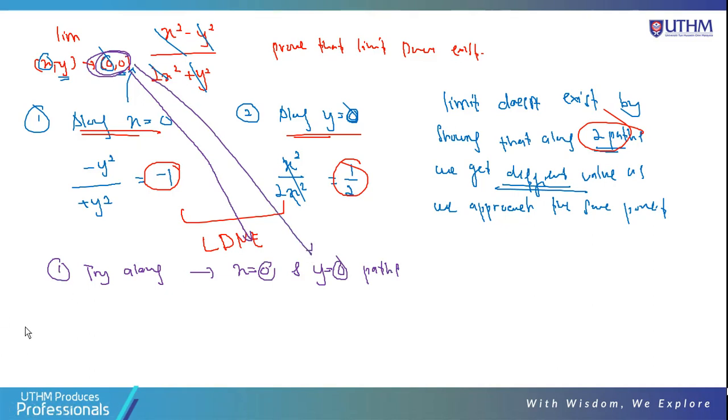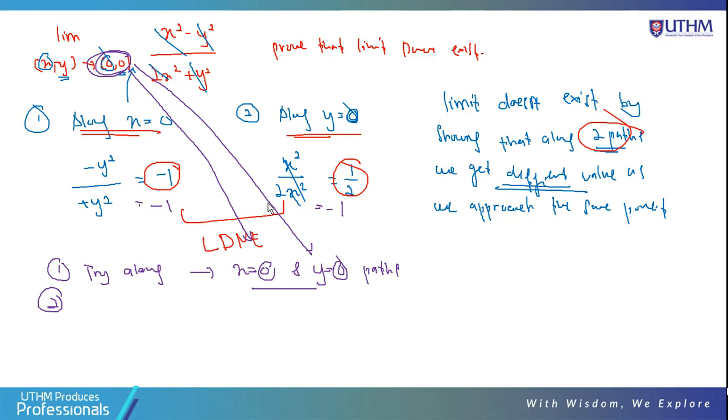The second step: if the answers you get are the same, let's say negative 1 and negative 1, when the value is the same, it can be defined that the limit exists. But if the question asks to prove that the limit doesn't exist, you need to try the next step.